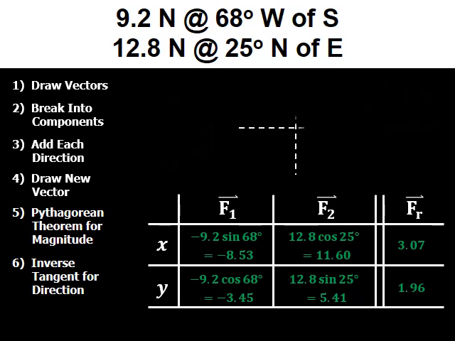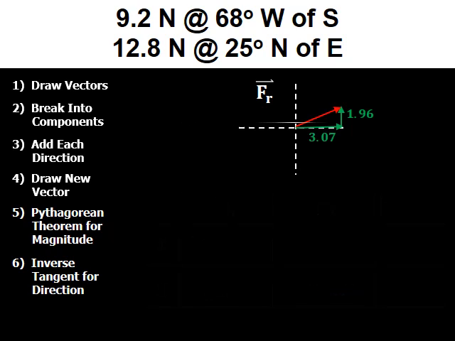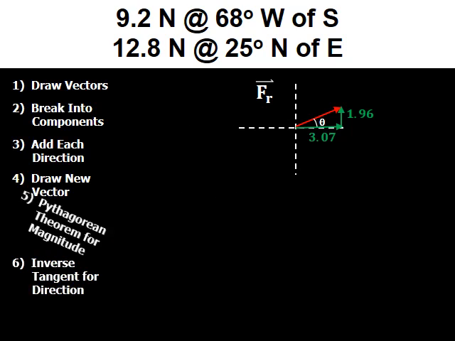Then we're going to draw our new vector. The new vector is going to have 3.07 as the x component. The y component is going to be positive 1.96. And then we go ahead and draw our vector there with its direction and angle.